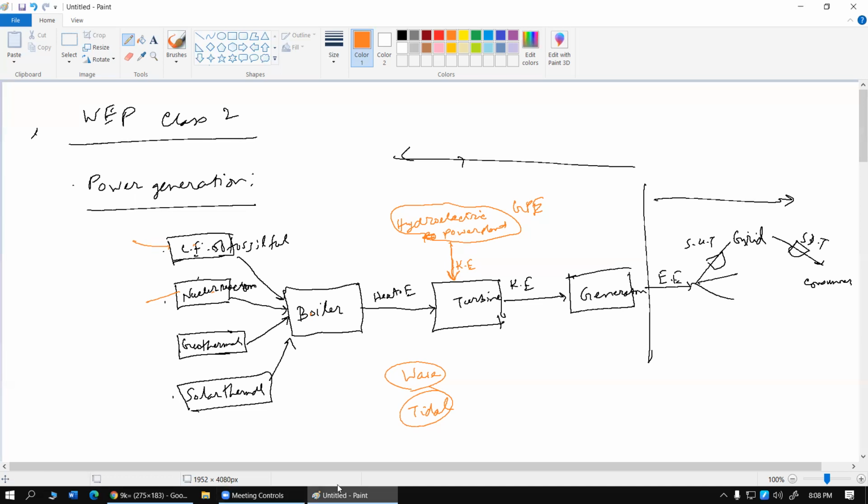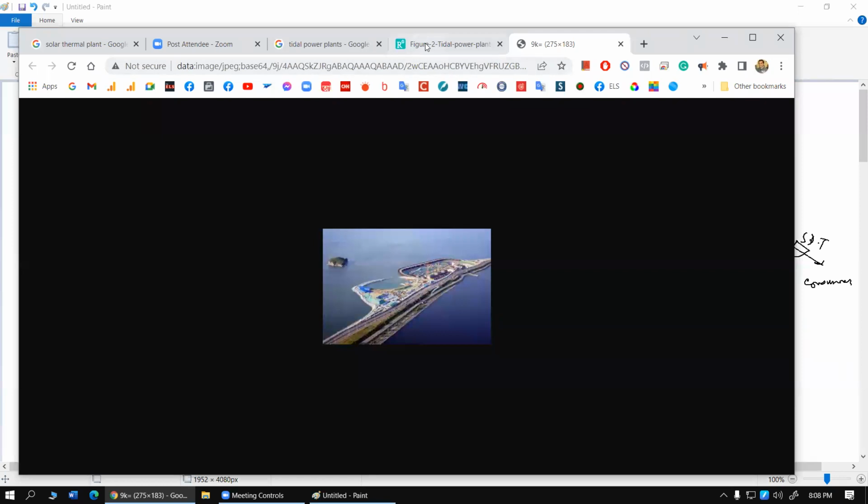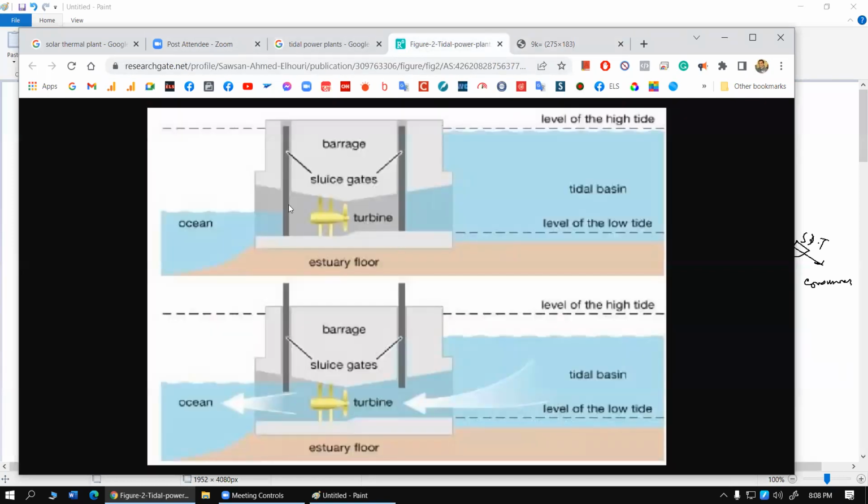So how does a tidal power plant work? Have a look at this image. On a tidal power plant, let's say this is the ocean. Whenever it is high tide, the water level is over here. Look, this is the level of high tide, this is the level of low tide.